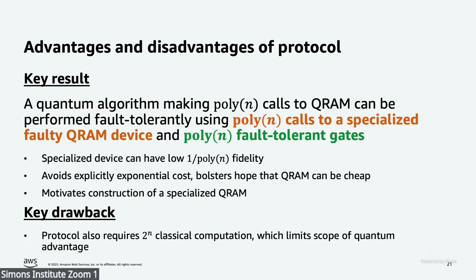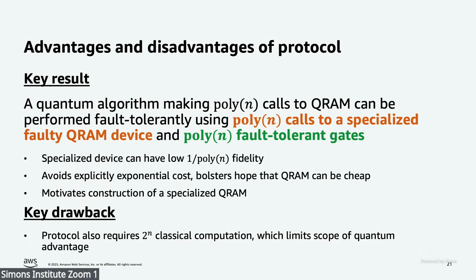We also note that the specialized device can have very low fidelity. It could have even vanishing fidelity, as long as it has at least 1 over poly n fidelity, and the statement would still be true. It motivates this kind of picture of quantum computing where we would have a specialized component for QRAM, which is unlike other quantum algorithms, where there really aren't that many examples of doing part of a quantum algorithm differently than the other part. We just imagine a sea of qubits and then doing all the gates in the same way, typically at least.